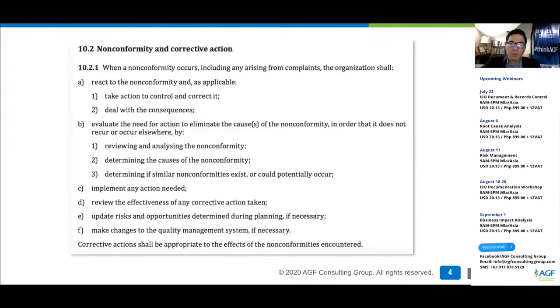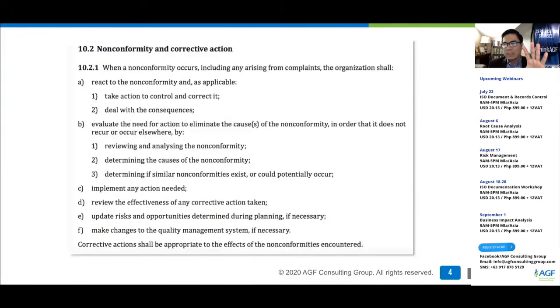First, correct it. What's the immediate solution? Then analyze it. As soon as you have identified the root cause, that's the time that you do the corrective action planning. I hope that's clear. Now, to simplify this, because it's 9:44 and I have a few more minutes left, let's simplify the corrective action reporting.